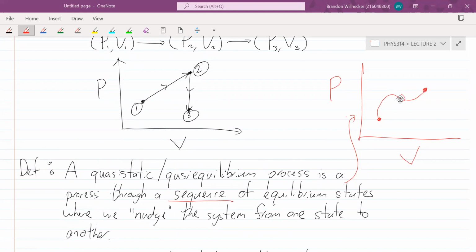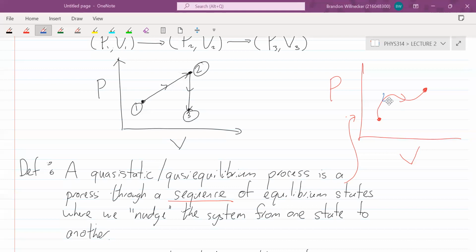Now, the idea of reversibility is different. Reversibility says that if we can go along this path one way, then we can go along the path the other way. Okay, so two different things. Quasi-static just means some path in this PV space where all the points are in equilibrium. Reversibility or irreversibility is either you can go along the same path in both directions or you can't.